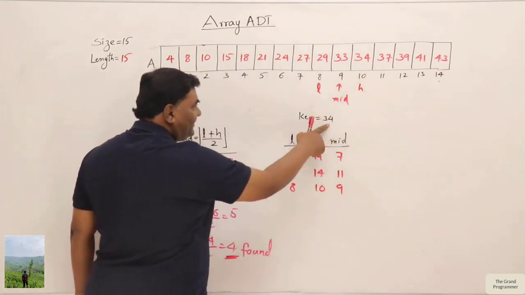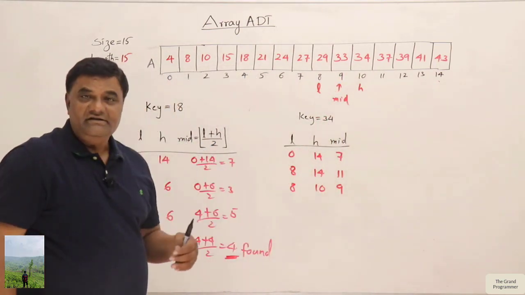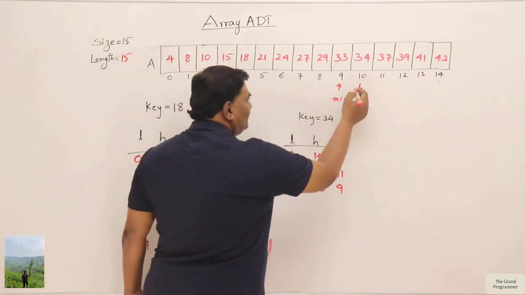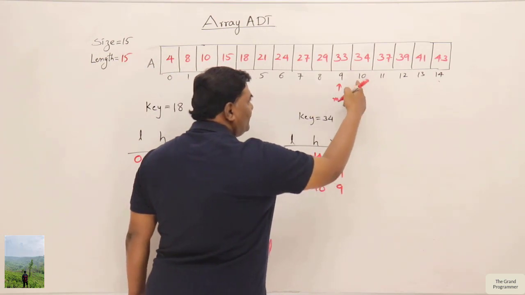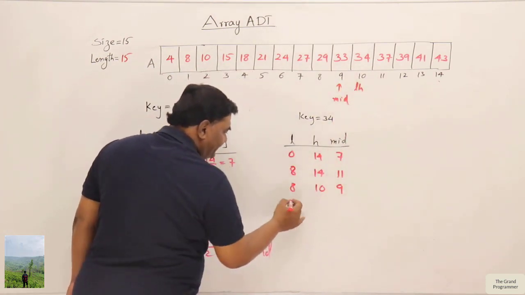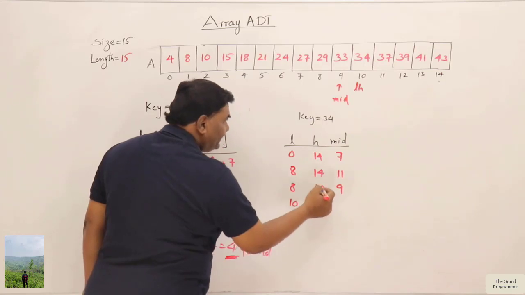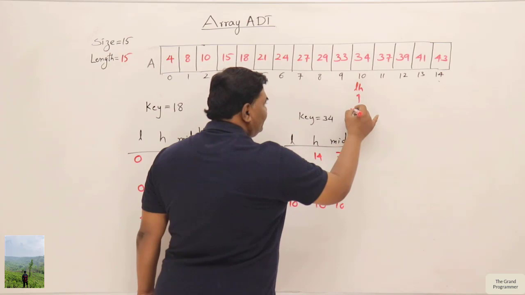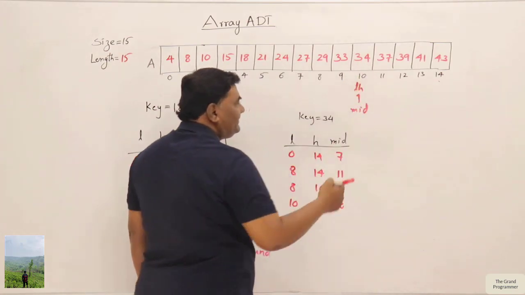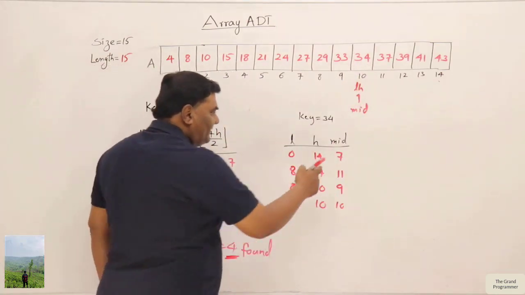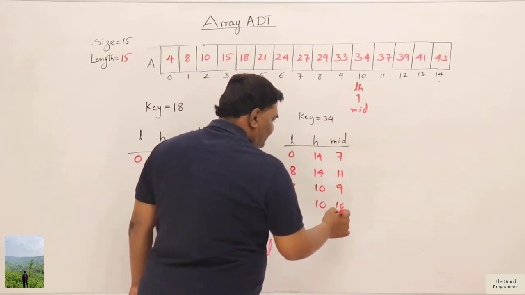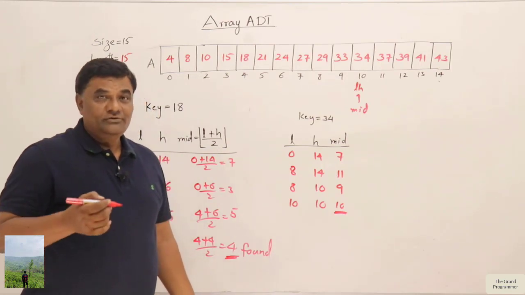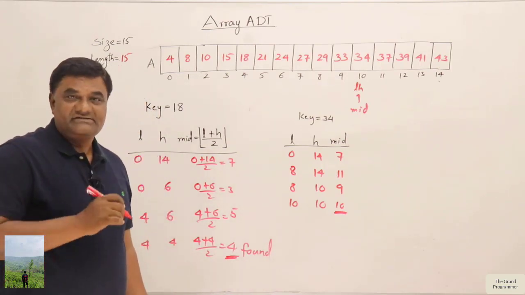Is it the number that we are looking for? 34? No, that is 33. So the number is definitely on the right hand side. So modify low to mid plus 1, that is 9 plus 1, 10, and high remains 10 only. Now find out mid. Mid is again 10 only. So mid points to the same thing. Yes, this is the element. So we got that element in 4 comparisons. 1, 2, 3, 4. 4 comparisons, element is found at index 10. So we have seen 2 examples in which search is successful.